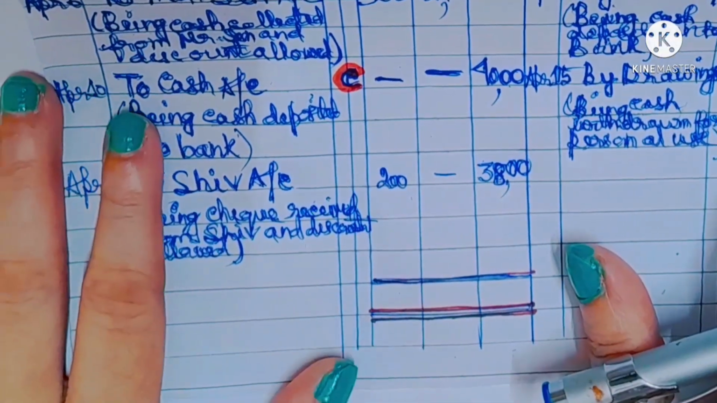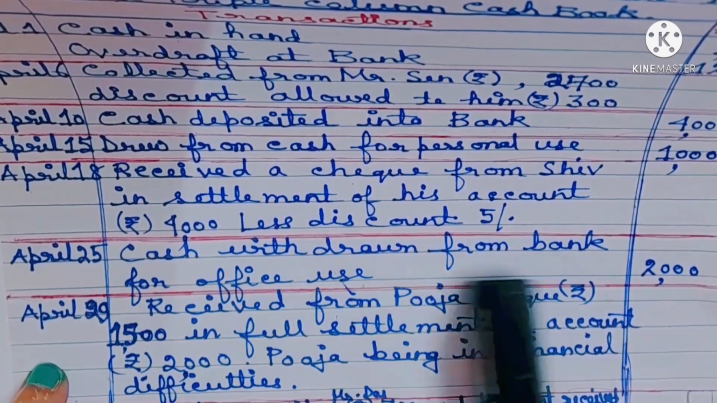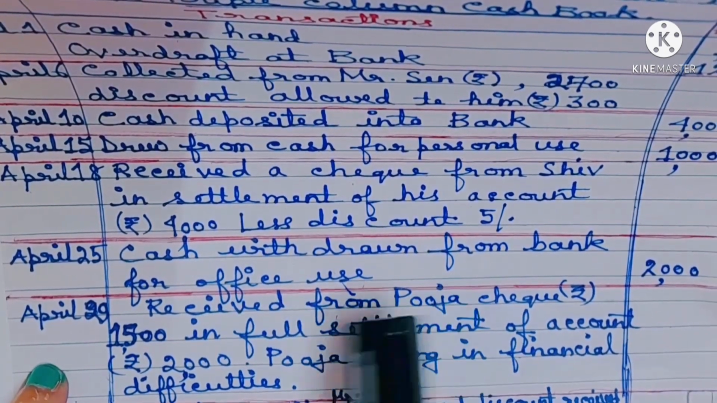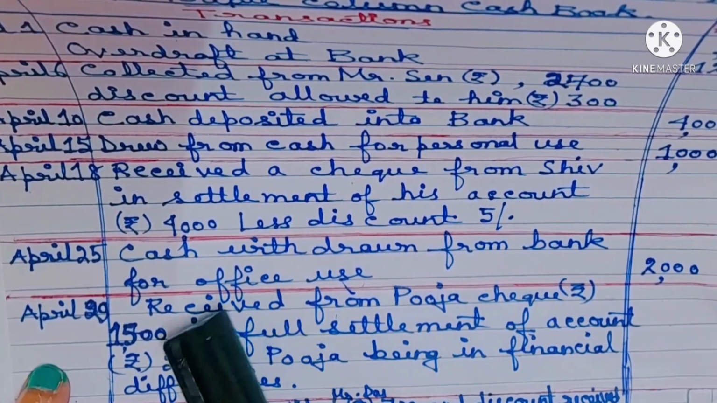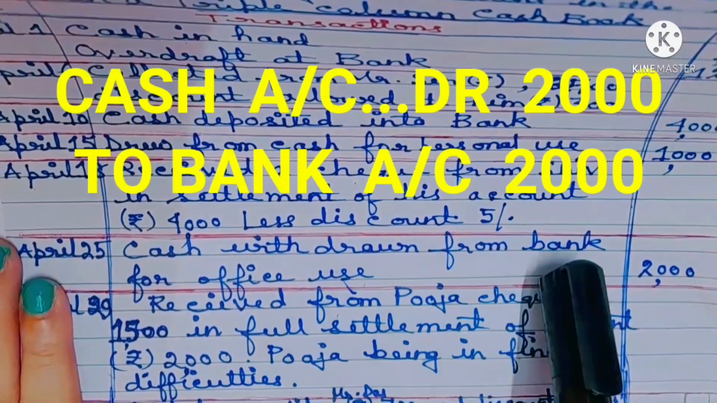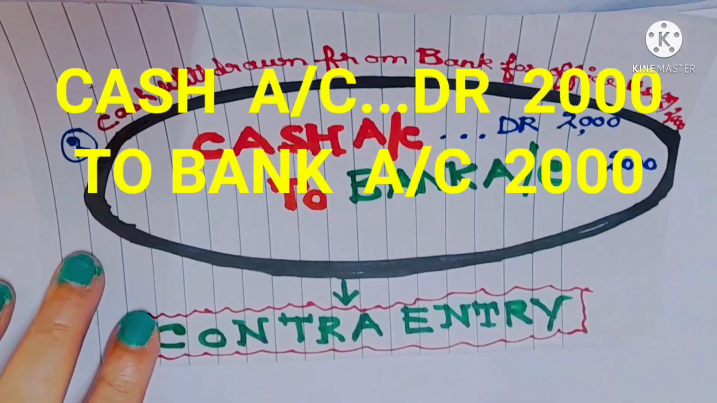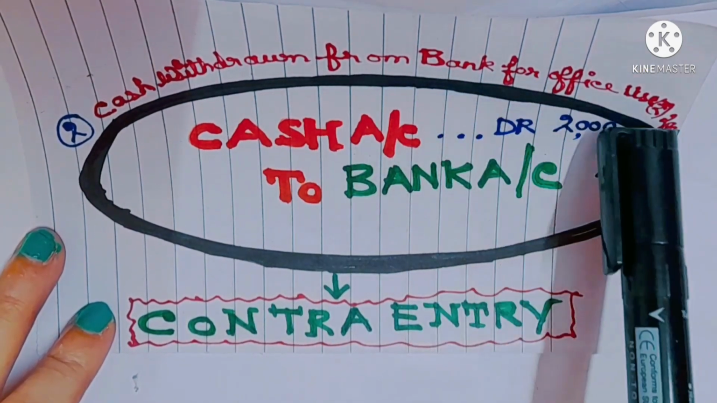Now, let's see the next transaction. On 25th April, cash withdrawn from bank for office use. This is the second contra entries which I was talking about. On 25th April, cash withdrawn from bank for office use 2000. So, what will be the journal entry? Let me show you. This is the second contra entry. Cash withdrawn from bank for office use rupees 2000.